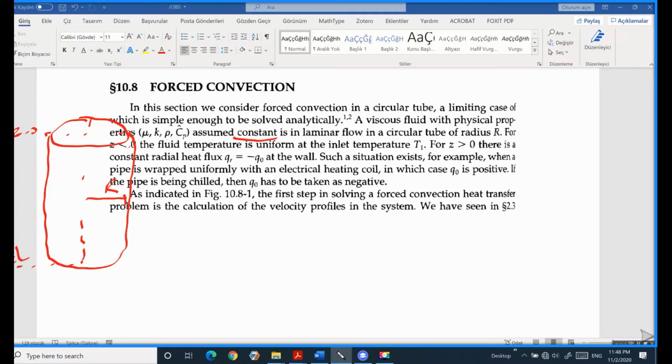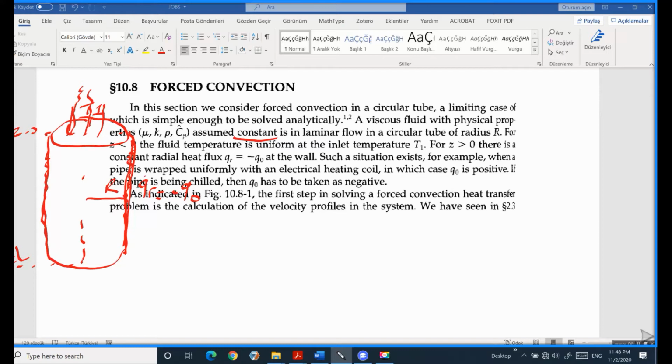For z less than 0, that means before entering the tube, the fluid temperature is defined as T1. The fluid is coming from here and then enters, but before entering the tube, the fluid temperature is T1. For z greater than 0, there is going to be some radial heat flux from the tube wall. This wall has some source which just provides constant heat flux, and we show this as Q0 from the wall.